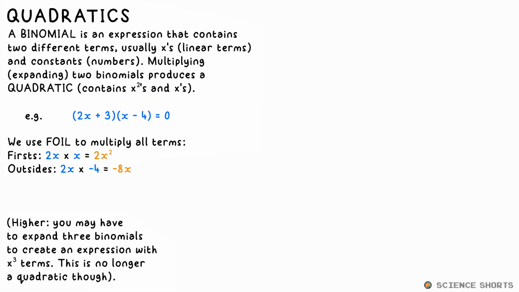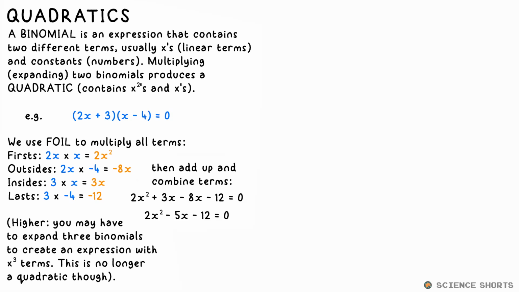Now the outsides, 2x times minus, or negative 4, is minus 8x. Again, don't get too mad if I say minus instead of negative. Now the insides, 3 times x is 3x. And then finally the lasts, 3 times minus 4 gives minus 12. We now need to group together all like terms. Here it's only the x's we have to do that for.